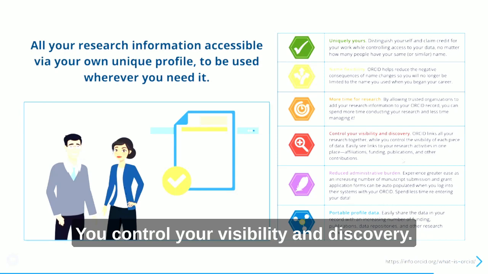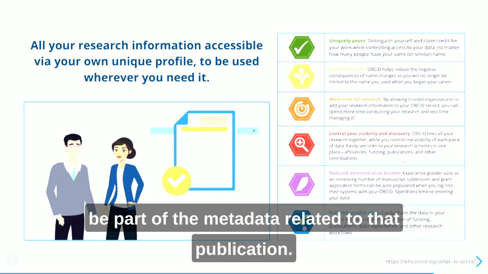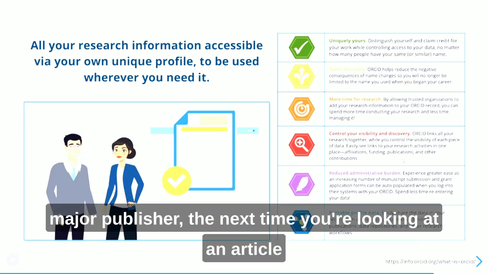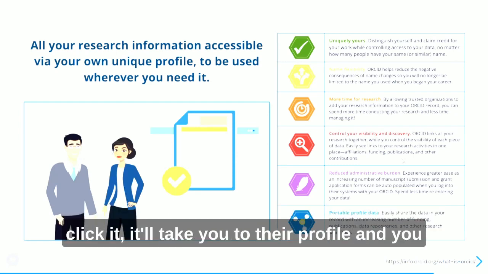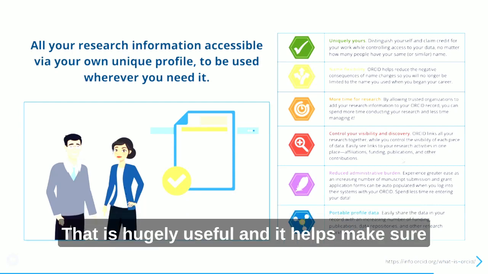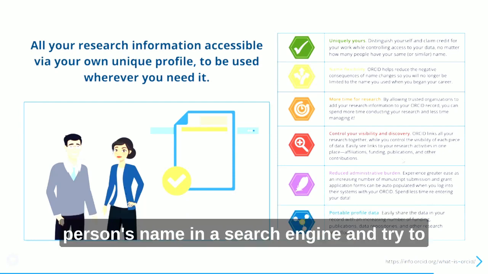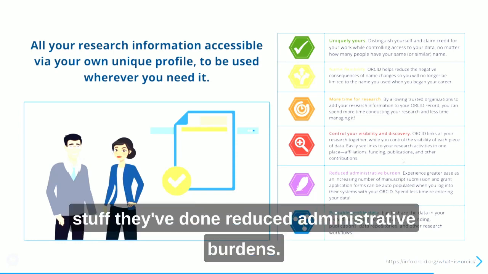You control your visibility and discovery. So one of the nice things about this is all of your publications are linked on your ORCID profile, but also when you publish somewhere, your ORCID will be part of the metadata related to that publication. So if you look at basically any article in a major publisher, the next time you're looking at an article online, if you see the little ORCID ID, if you click it, it'll take you to their profile. And you can see the other work those people have done. That is hugely useful. And it helps make sure that people can see the other works that you've done in that space. Instead of putting the person's name in a search engine and trying to find the other stuff they've done, now I can see all the other stuff they've done.